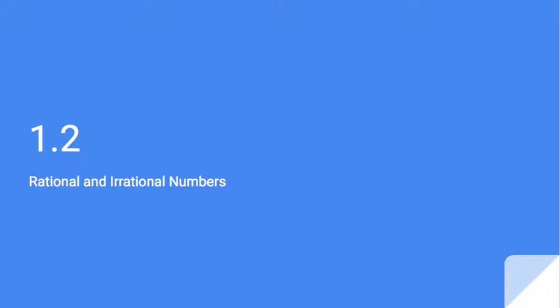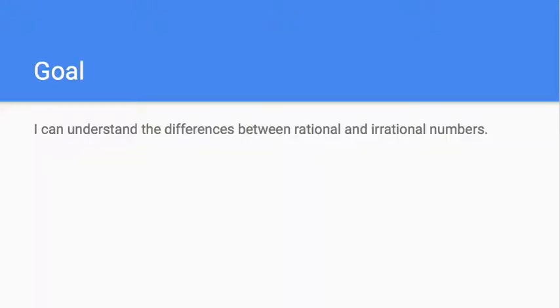This is Mrs. Halley with 8th grade lesson 1.2 over rational and irrational numbers. And the goal for today is I can understand the differences between rational and irrational numbers. Now we're actually going to be looking at 4 different distinctions of numbers. They can be separated into rational numbers and irrational numbers. But under the rational numbers category, there are a few more specific categories.